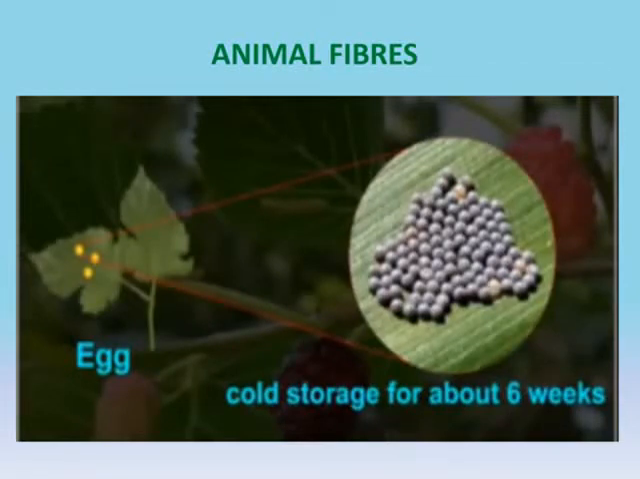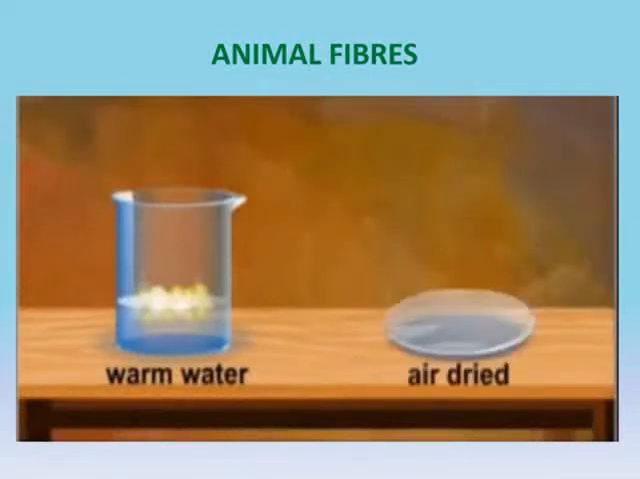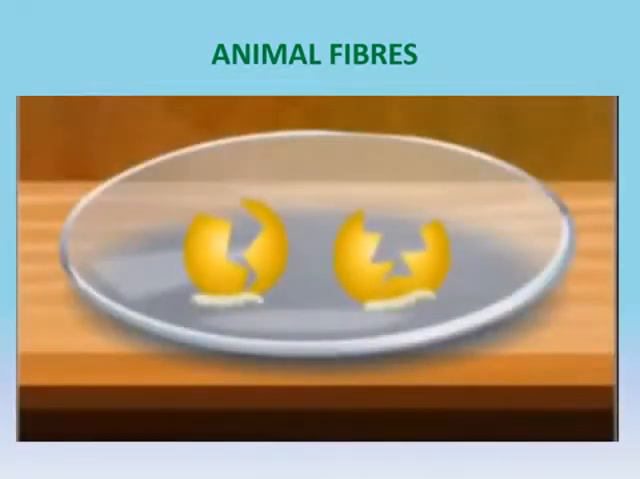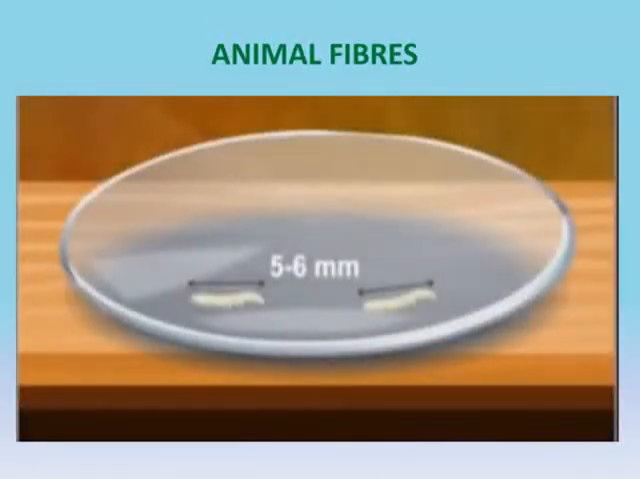It lays about 300 to 500 eggs, which are kept in cold storage for about 6 weeks after they are laid. The eggs are bathed in warm water and air dried so that they are not infected by any microorganisms. Then they are incubated until they hatch and become worms. Hatching takes about 30 days. A tiny worm, white in color and about 5 to 6 mm long, hatches out of an egg.